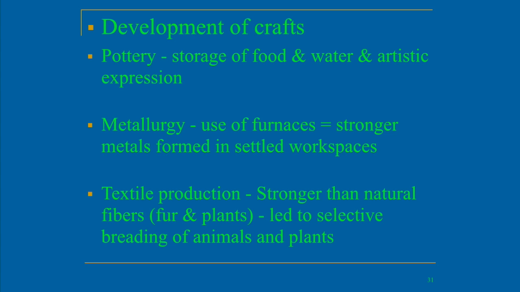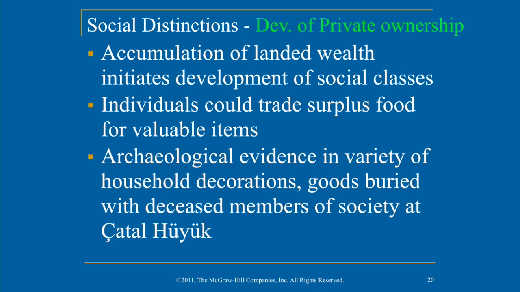Textile production is another development of crafts. It's stronger than natural fibers, and these fur and plant fibers that they were using before would oftentimes fall apart over time. But through textile production, they were able to selectively breed animals and plants, and then they were able to even give women the job of basically spinning or creating these textiles into clothing. And this was a great job for women because now they're at home taking care of children or farming, and they have a lot of downtime in between waiting for stuff to grow.